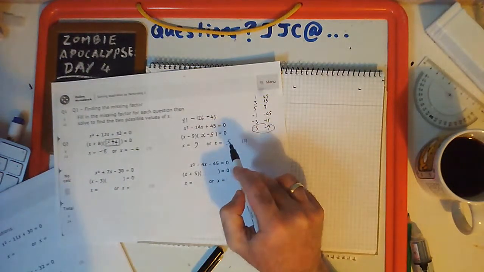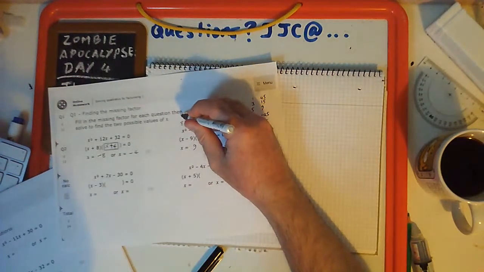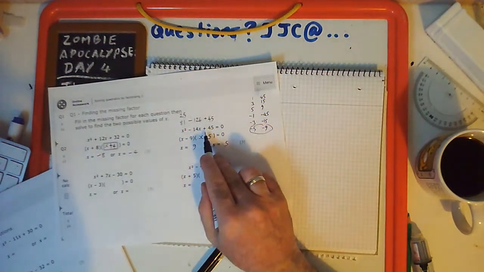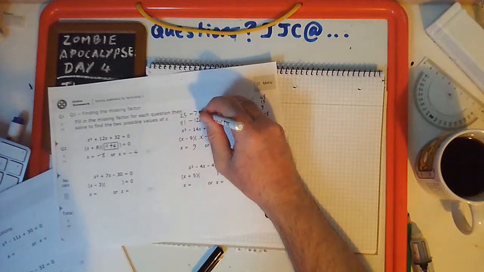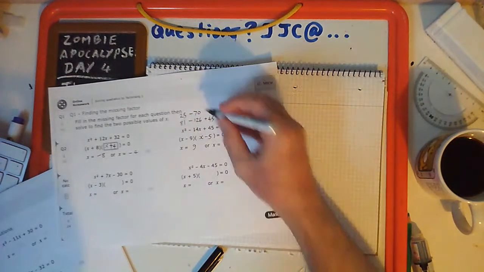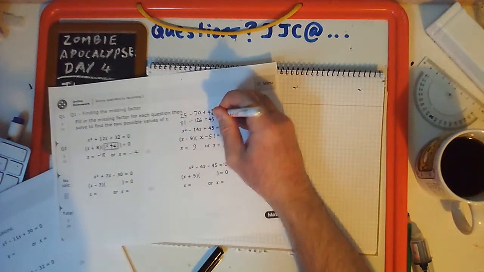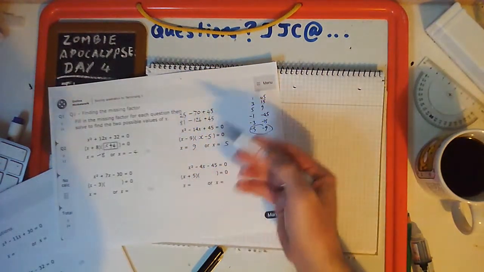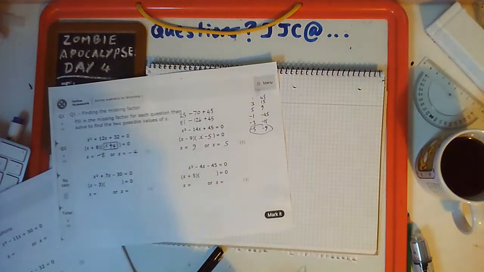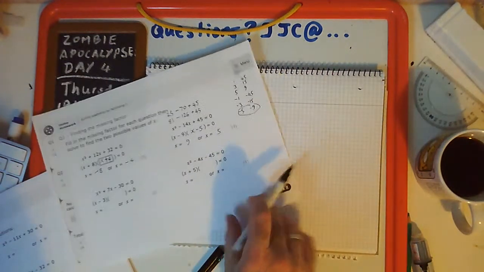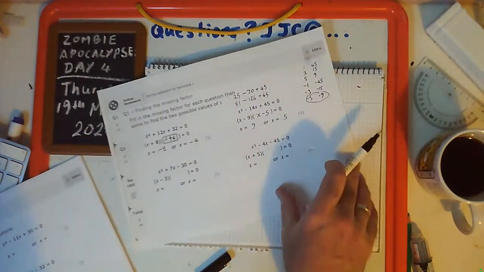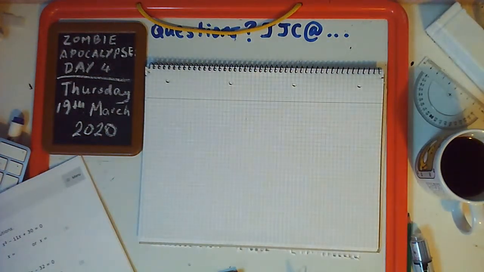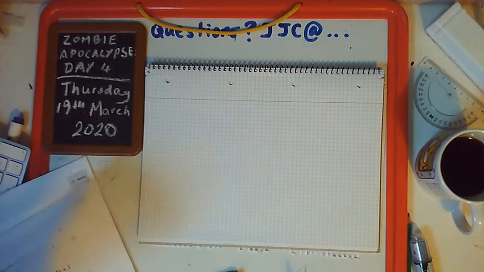Let's try it with a 5. So x squared would be 5 squared, which would be 25, minus 14x would be minus 70, and then plus 45, and 25 minus 70 plus 45 is equal to 0, so it does work. Okay, I'm going to skip the last two of those. They're pretty samey, and go on to the second tab.